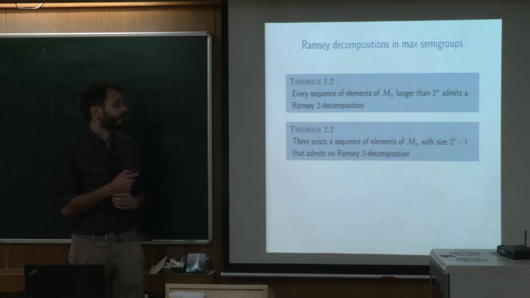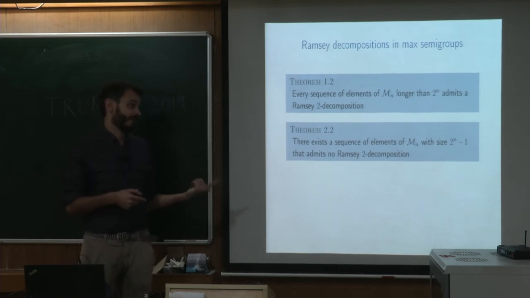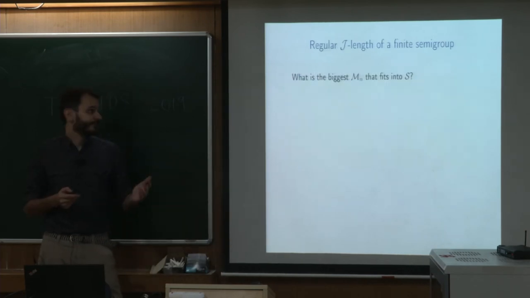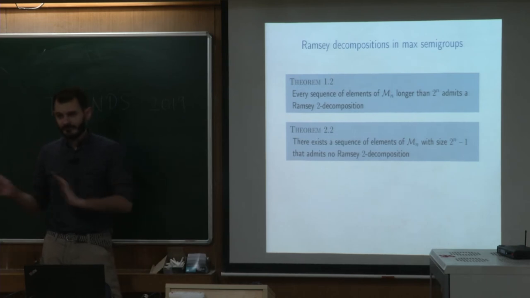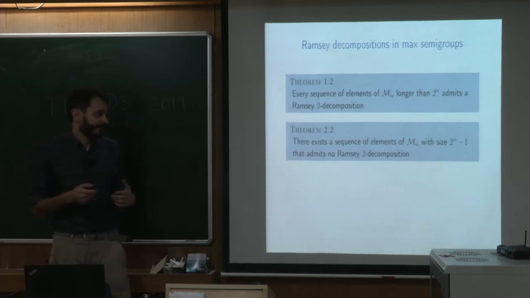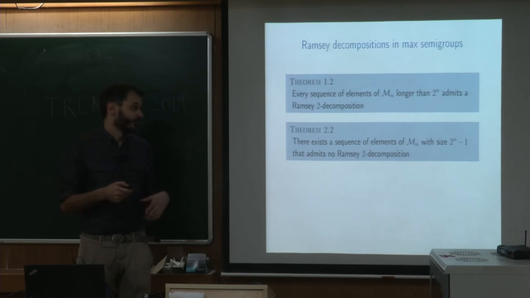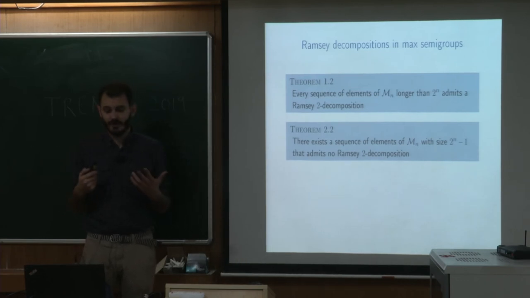OK. So for groups, we have a tight bound. For max semigroups, we also have a tight bound. Unfortunately, that's where it stops. For more complicated semigroups, no tight bound is known yet, and it seems kind of complicated to get one. But so how can we try to approximate it?